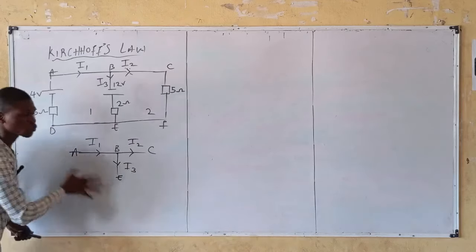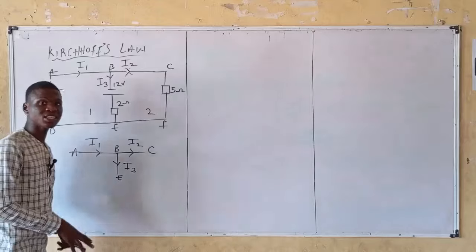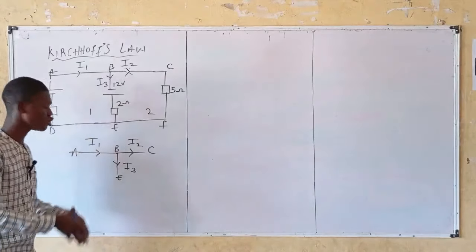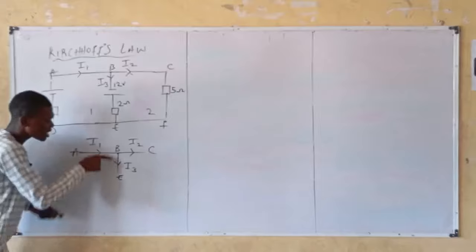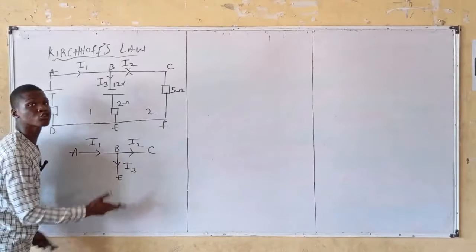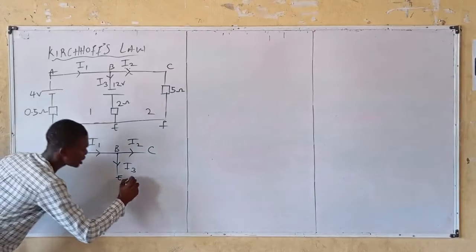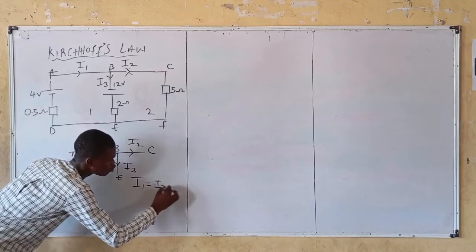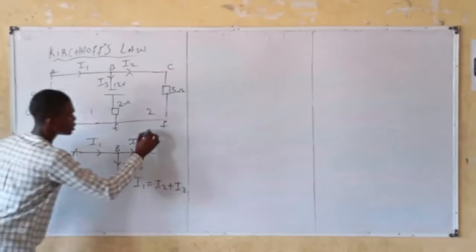What I can deduce from here, from KCL, Kirchhoff's current law, says that the algebraic sum of currents entering a junction is equal to the algebraic sum of currents leaving that junction. Now observe, I1 is entering junction B, while I2 and I3 are leaving junction B. Meaning, from here, we have a mathematical expression saying that I1 is equal to I2 plus I3. This is your first equation. Call this case 1.